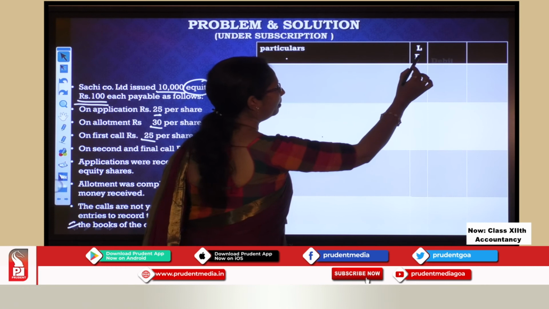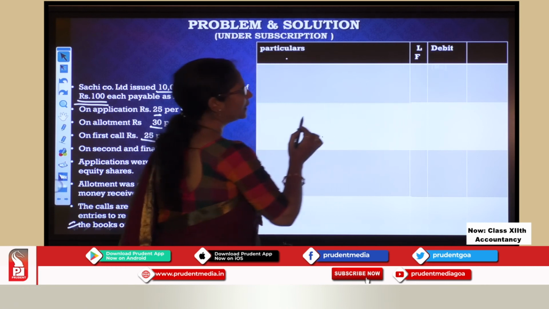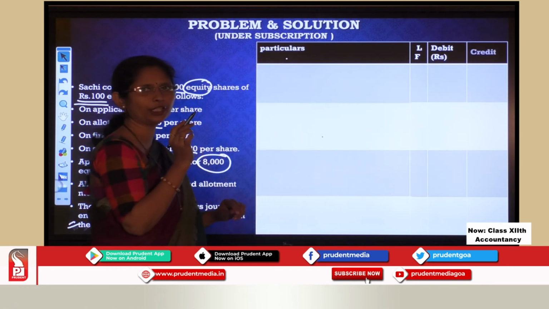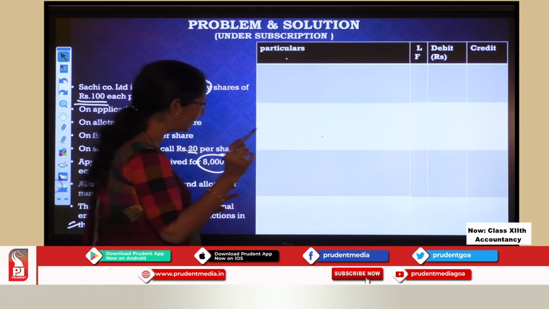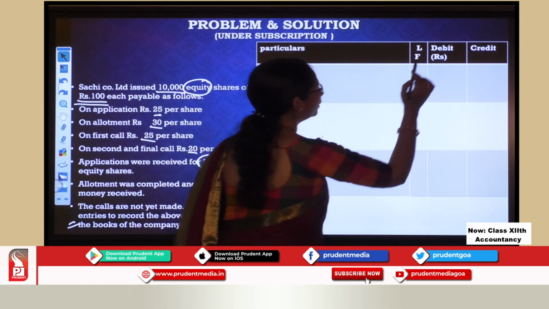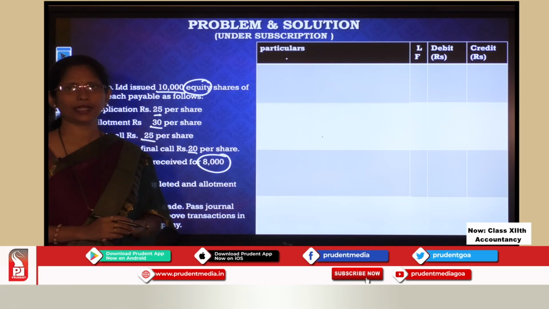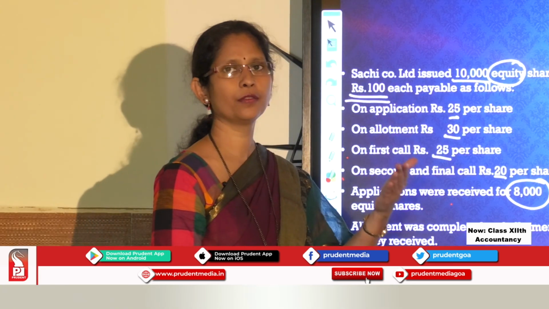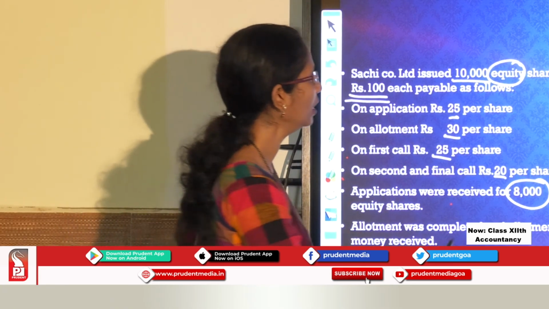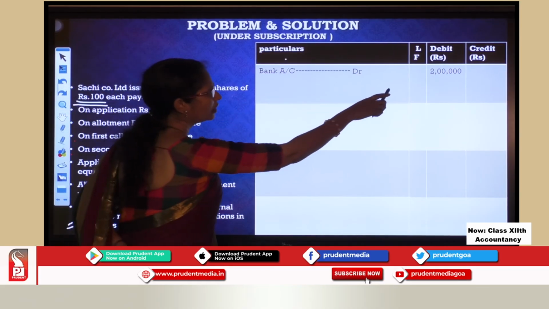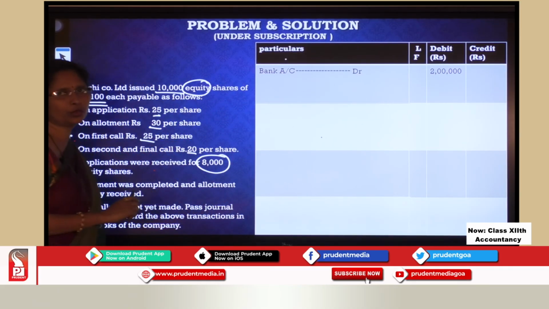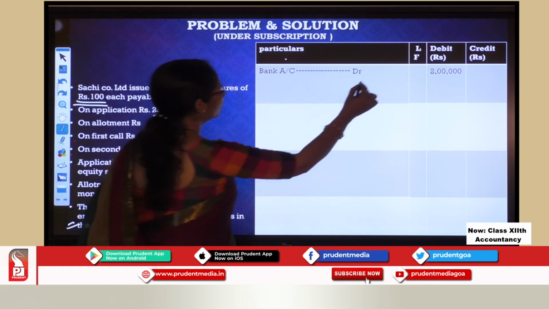Then I have debit, rupees, because all my figures are in rupees. So, I have credit, rupees, correct. The first entry is for application, we are receiving the money. So, bank account debit 2 lakh rupees.